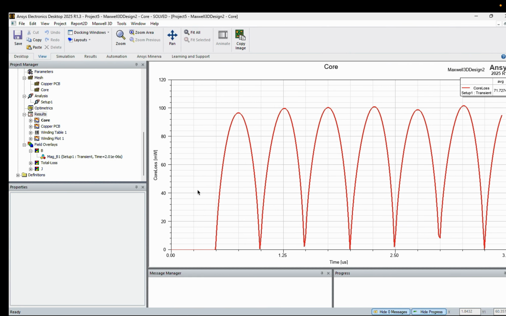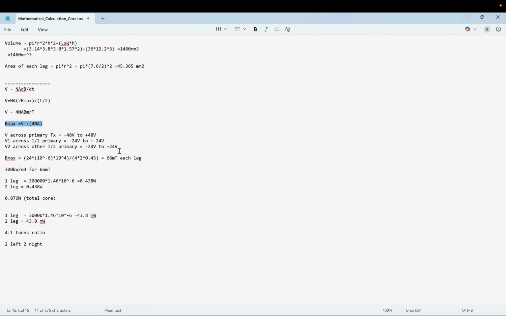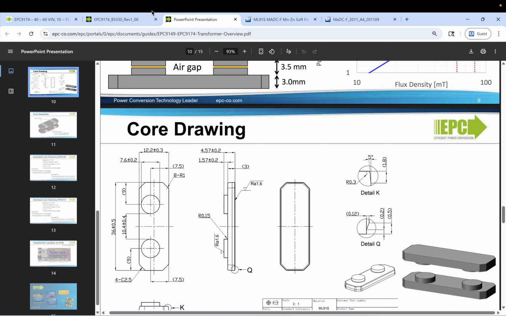So that's what I describe over here. V1 is across half primary. Once you enter 24, because during the on time, during the half time period, the voltage across the transformer is 24. 10 power 6 is 1 over f, 1 megahertz is the switching frequency. That's why you get 10 power minus 6. Time, and this is just a multiplication factor for millimeter square. So you have 4 here, number of turns is 2. Why do I put 2? Because I'm considering this as 1/2.